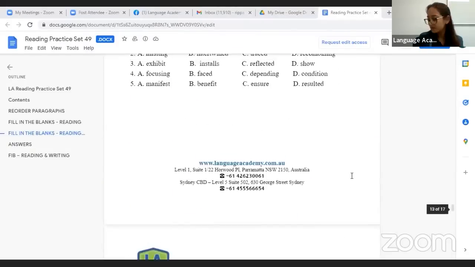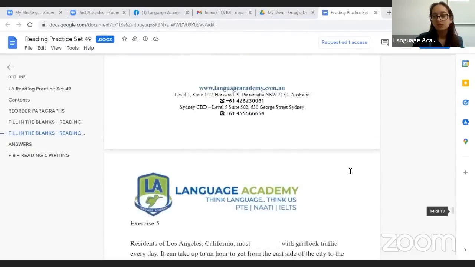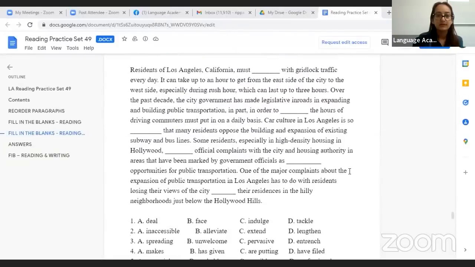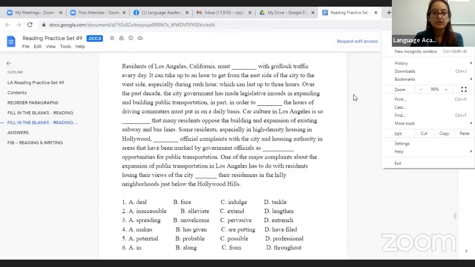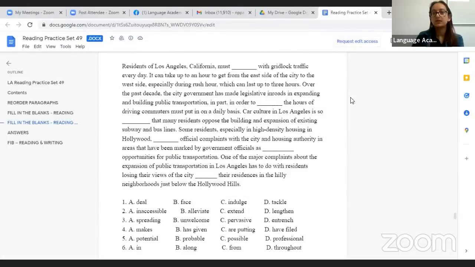Okay, we are on the last question. Wow, I didn't realize. The last question, number 5 for today, and you have 2.5 minutes. Please put your answers in the chat box.